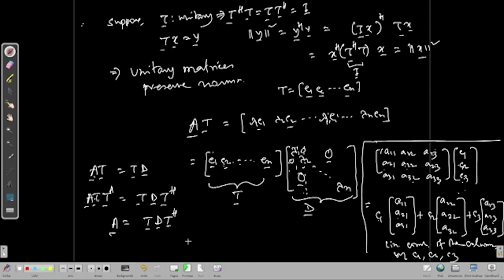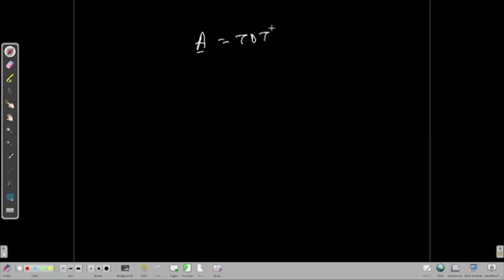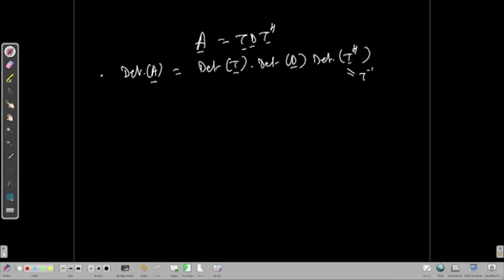This implies 2 things. Given A equal to T D T H, number 1, determinant of A will be determinant of this product, which is determinant of T into determinant of D into determinant of T H. But T H is same as T inverse, and determinant of T inverse is 1 by determinant of T, and that cancels with this. So, you are left with determinant of D. And what was D? D was the diagonal matrix of eigenvalues. This side 0, this side 0, big 0. So, determinant of this matrix is nothing but product of the eigenvalues.